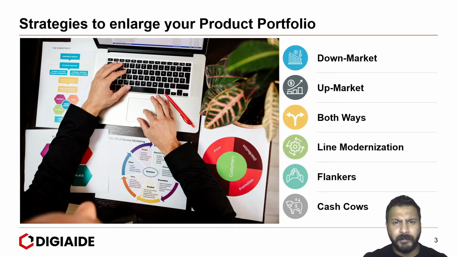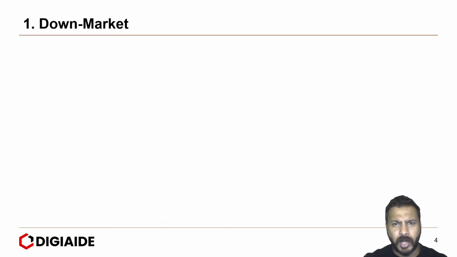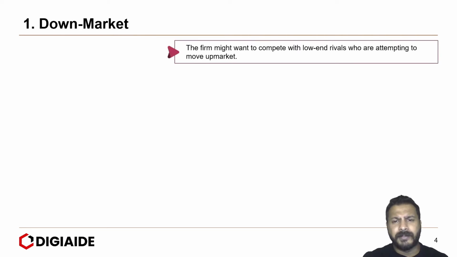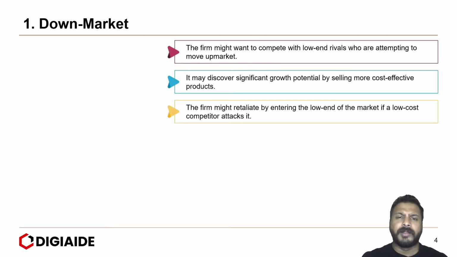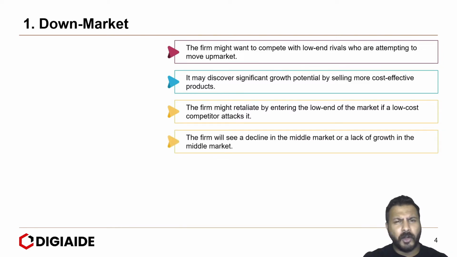Let's look at each one of them briefly with suitable case studies and examples, starting with the first one, down market. In this case, the firm might want to compete with low-end rivals who are attempting to move up market. It may also happen that they may discover significant growth potential by selling more cost-effective products. Or the firm might retaliate by entering the low end of the market if a low-cost competitor attacks it. The firm will also see a decline in the middle market or a lack of growth in the middle market. Now, these could be the reasons why a firm would go down market.